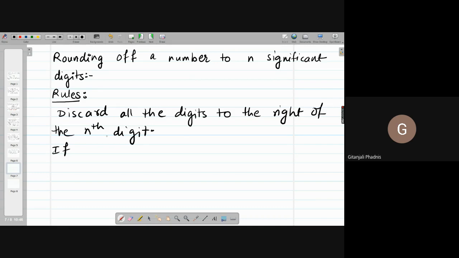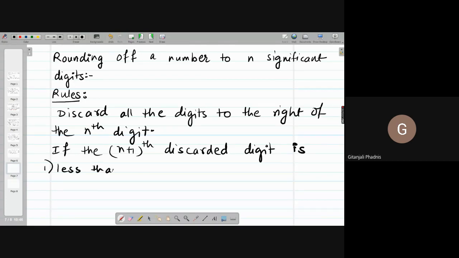So you have to look at that n plus 1th digit. If the n plus 1th discarded digit is less than 5, this is what we do in rounding off to n decimal places also: leave the nth digit unaltered. That means unchanged.